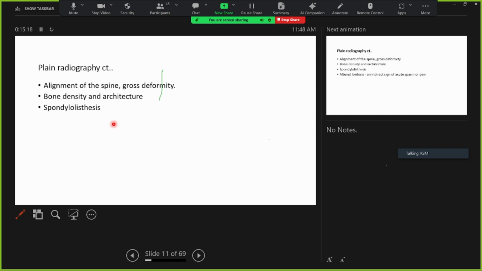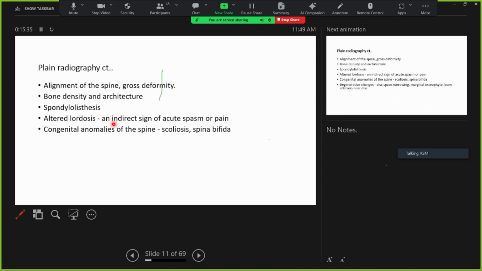Spondylolisthesis and lysis. Altered lordosis, whether excessive lordosis or reduced lordosis. Absent or reduced lordosis indirectly indicates that muscle spasms are there in the lumbar spine. And whether there are any congenital anomalies in the spine, such as scoliosis, spina bifida, sacral agenesis, etc.